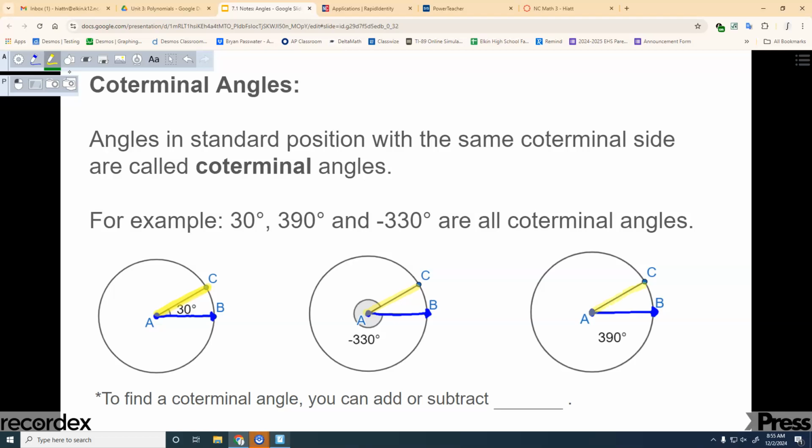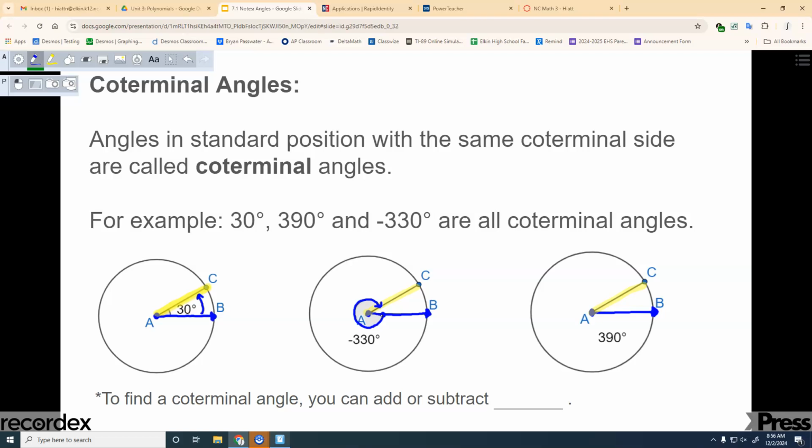Notice those are all the same angle, right? They all look the same. But it could be labeled many, in fact, infinitely different ways. So for example, this first one is just 30 degrees. So you're just starting here and going up 30 degrees, right? The second one is negative 330. So negative 330 means that you started here and you went in the negative direction, or the clockwise direction, almost all the way around. So negative 330 and 30 end up being pretty much the same thing.